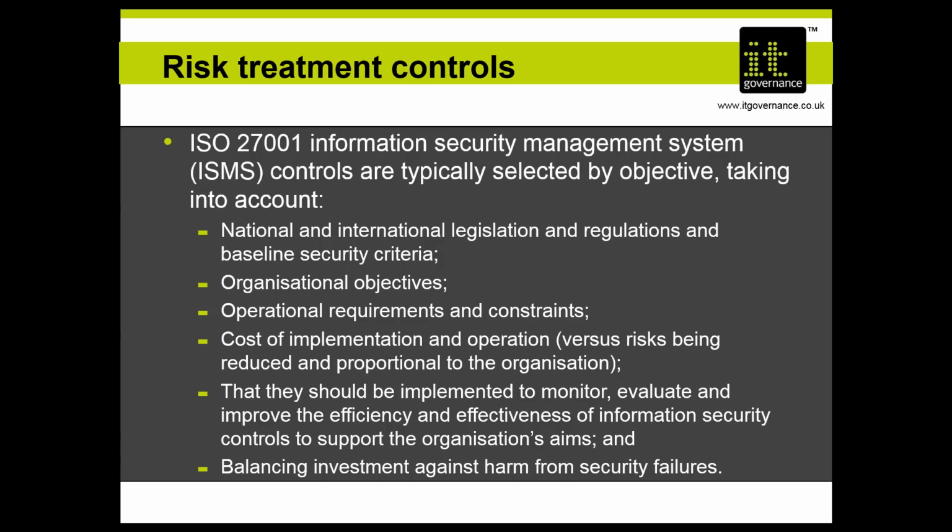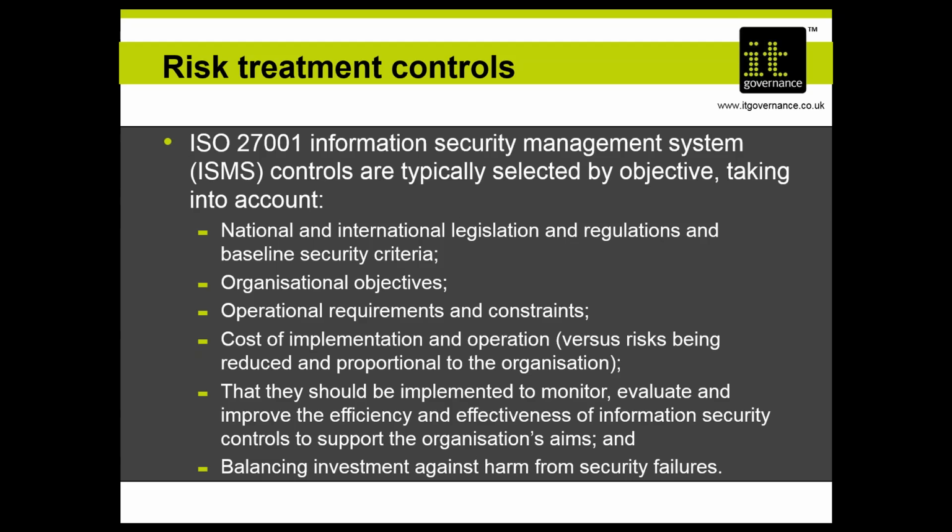And you bring it down by selecting controls. ISO 27001 has in Annex A, ISO 27001 is the International Information Security Management System standard. It has a list of some 114 controls arranged in some 14 control categories. Those 114 controls are explained in much greater detail in ISO 27002. The Annex A is simply a list of controls.